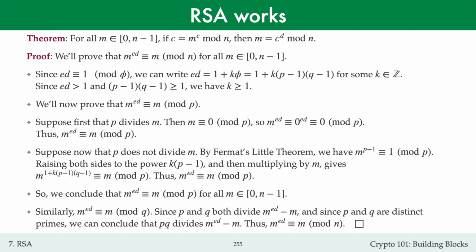Similarly, m to the power ed is congruent to m modulo q. Now, this congruence tells us that p divides m to the ed minus m, whereas this congruence tells us that q divides m to the ed minus m. And so, since p and q are distinct primes, we can conclude that p times q divides m to the power ed minus m. Thus, m to the power ed is congruent to m modulo p times q. And this proves that RSA decryption works.